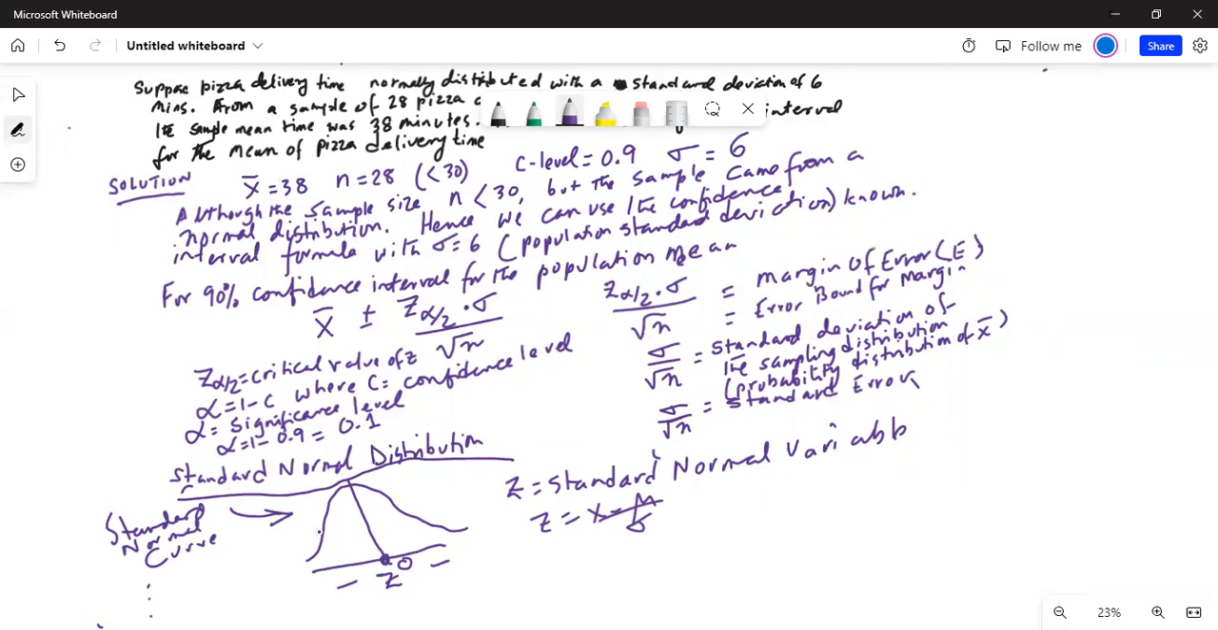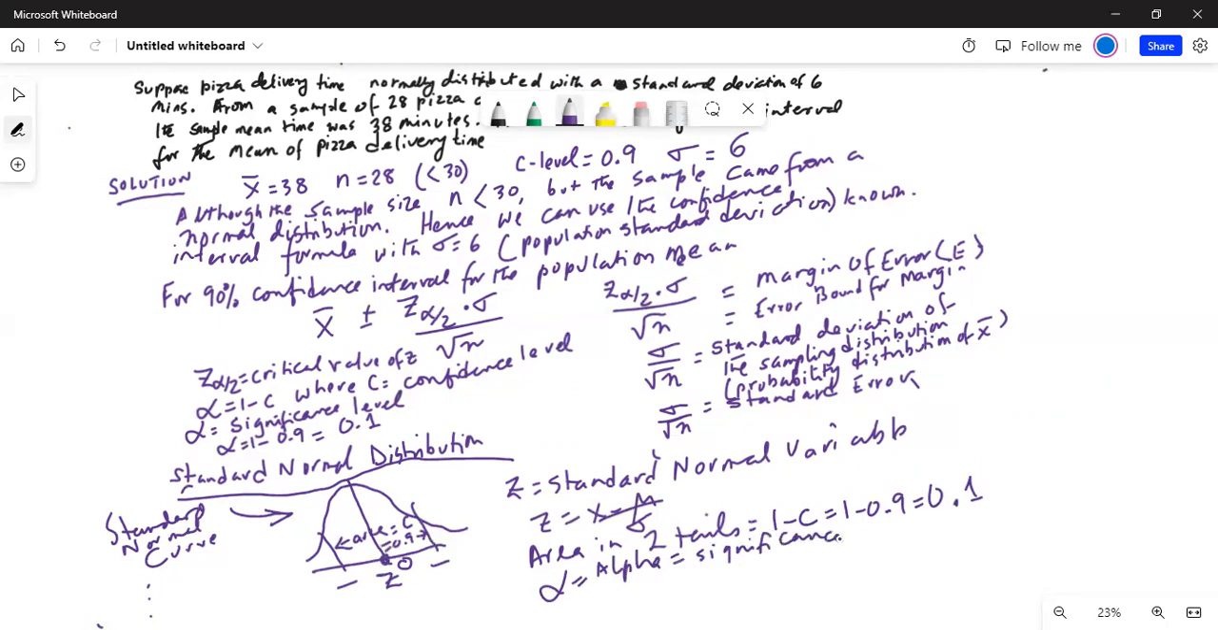Now my level of confidence is 0.9. That is the area in the center. This area is C, equal to 0.9. So area in two tails is 1 minus C, 1 minus 0.9, which is equal to 0.1. So alpha, the significance level, is 0.1.